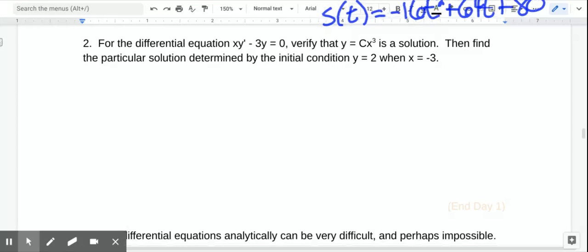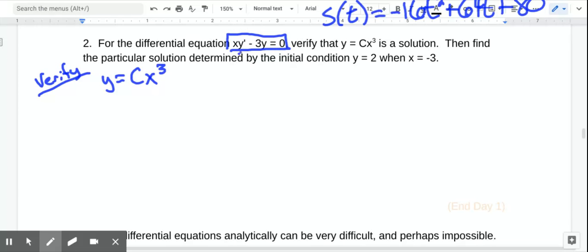All right, for our last example for today, we have this differential equation. First, we want to verify that y equals cx cubed is a solution. So this is a two-part problem. First, to verify, our solution, we were told, is this. We need to plug it in to see if it works.